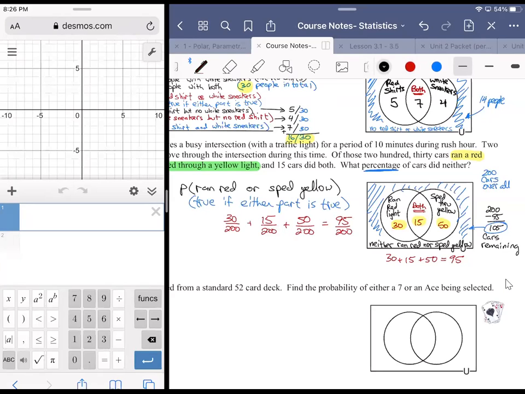So the opposite of that would be the probability of neither, and you know what, I'm going to be a little selfish here. I already wrote it. That's going to be 1 minus 95 out of 200. So you can get your probability that way, which would still be the 105 over 200.